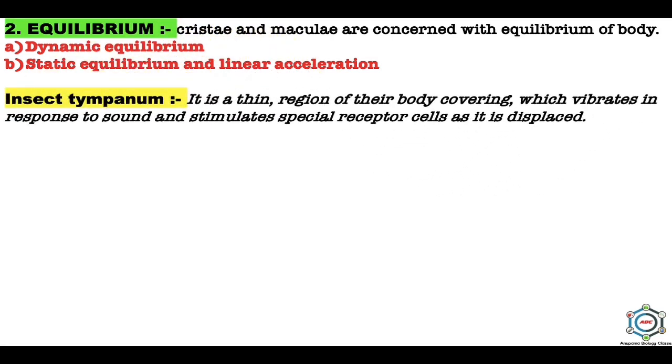Now insect tympanum. It is a thin region of their body covering which vibrates in response to sound and stimulates special receptor cells as it is displaced. The crickets have ears on the legs.